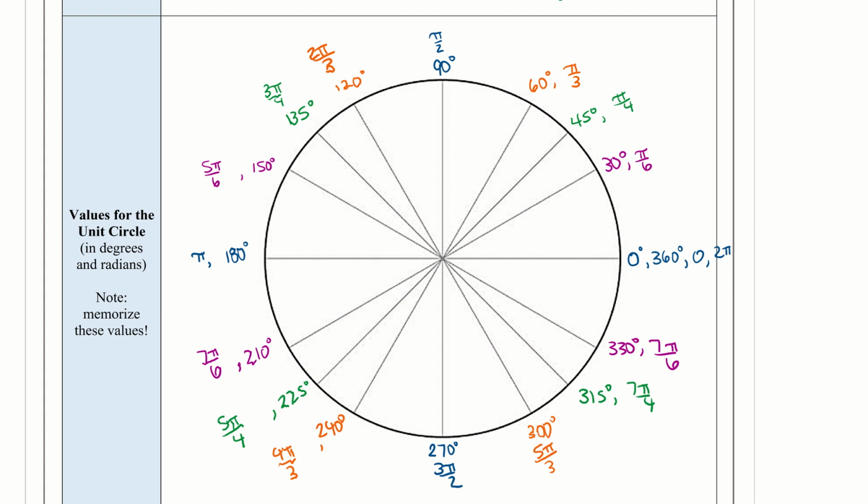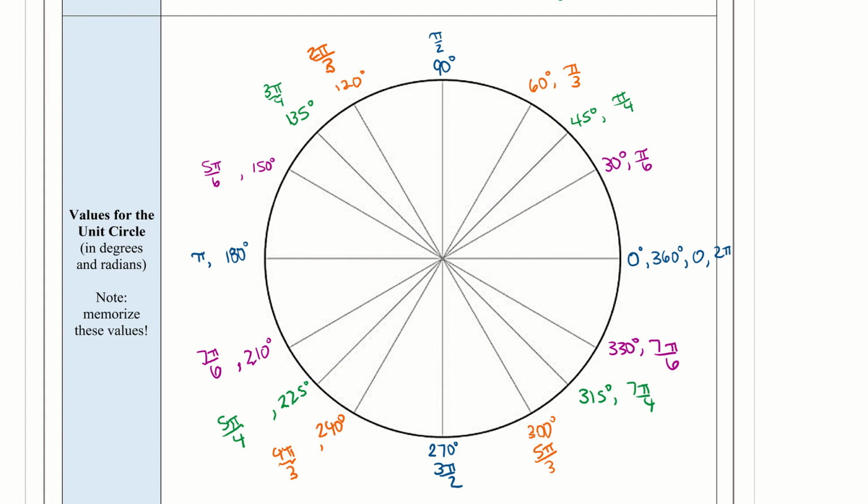Okay, so I have all of the angles down in both degrees and radians for our special values that are the multiples of 30, 45, or 60 degrees. And I color-coded mine. All of the 30-degree angles I've got in purple. The multiples of 45 degrees are in green. 60 degrees are in orange. And then all of my ones right along the axes are blue.